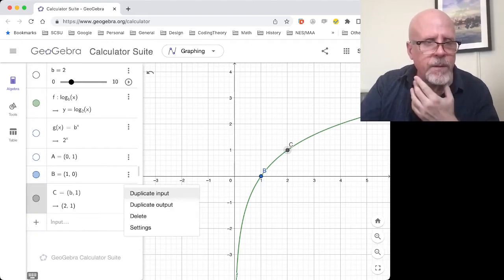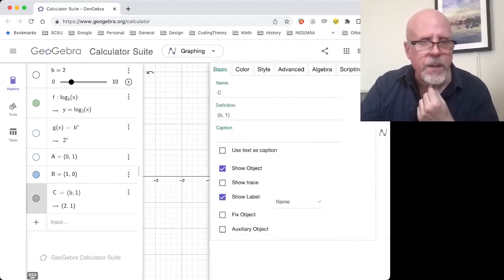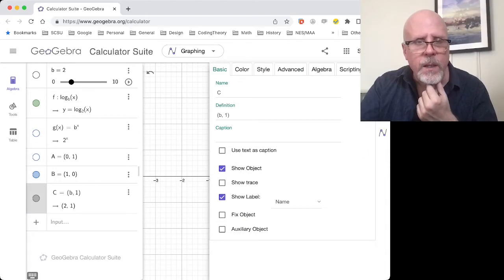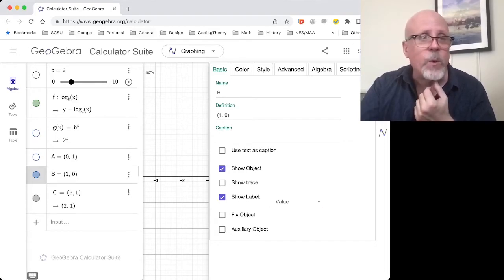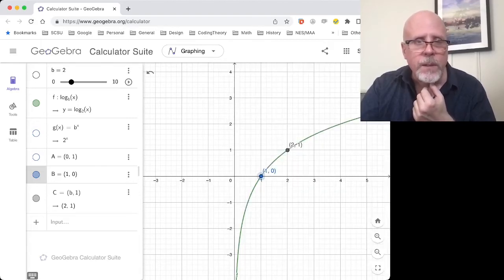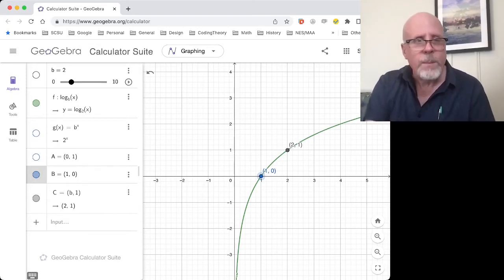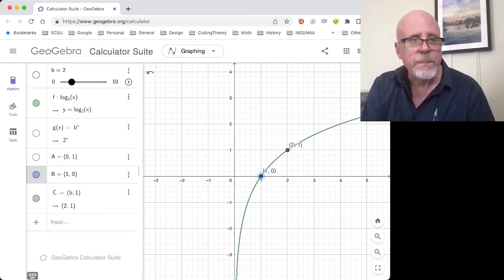But there's a way to do this too. I have to check and see if I can change the settings on that so that the label is not just the name of the thing, but rather its value. That's what I want. Same thing for this guy. I want the label to not be the name, which is just a randomly chosen letter, but rather the value, which is the point coordinates. Okay, get that out of the way. That looks nicer. So what happens if I change the value of b?